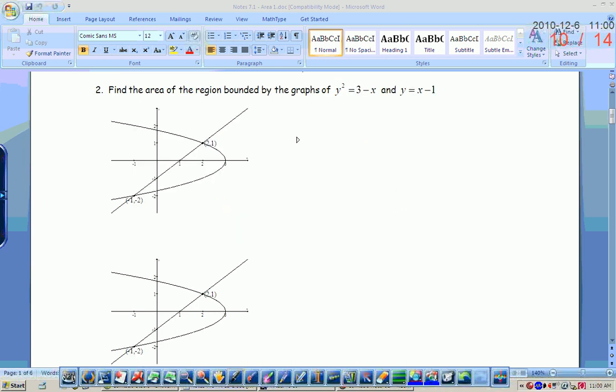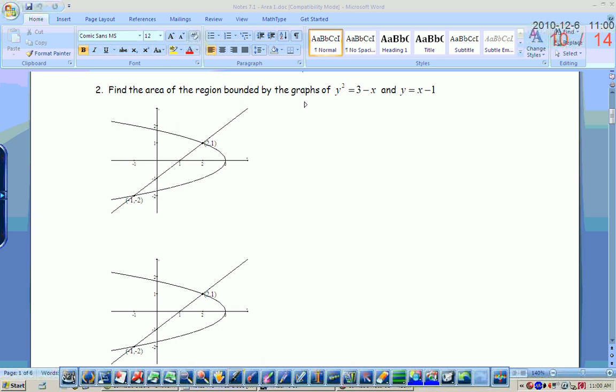So find the area of the region that's bounded by the graphs of y squared equals 3 minus x and y equals x minus 1. So the area that's bounded or enclosed by these two graphs is this area right in here. Is everybody okay with that?